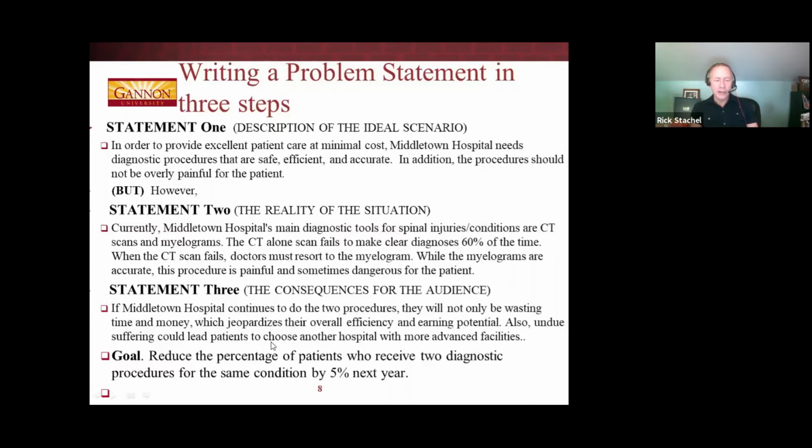So our goal here is to reduce the percentage of patients who receive 2 diagnostic procedures for the same condition by 5% next year. So you see how we step through. Step 1: this would be great if we had this. Step 2: this is the goal we're striving for, but there's an issue here. And 3, if it's not corrected, what's going to happen, or what are the consequences? And then when we do correct it, what is our goal, right?